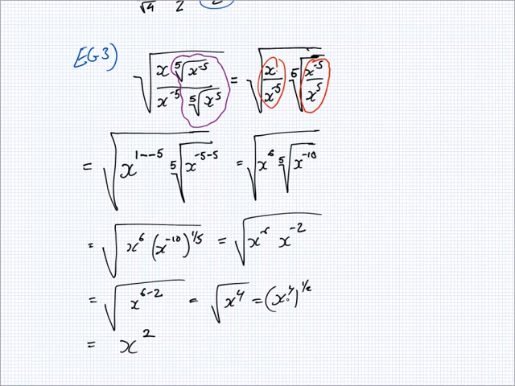Now, yes, you can do this other ways. This isn't the only path to take. Okay, you can group them differently at the start. You should end up with x squared at the end. Okay, so write this example down.